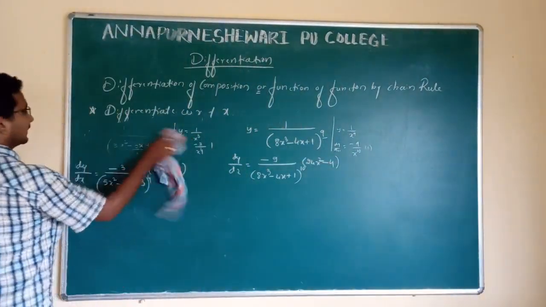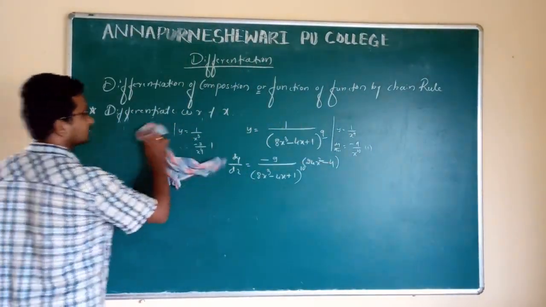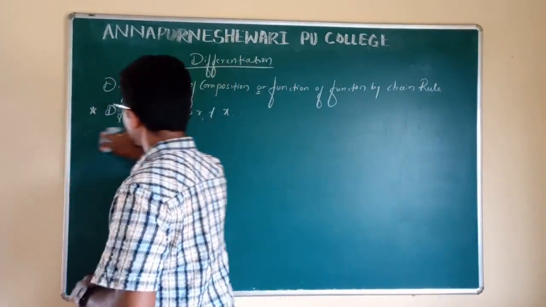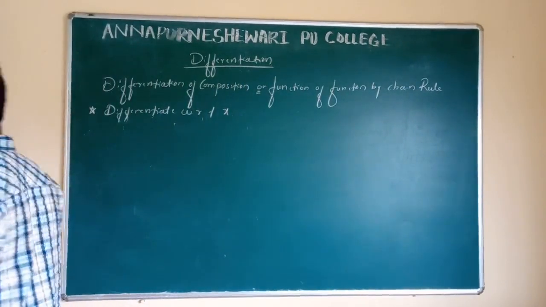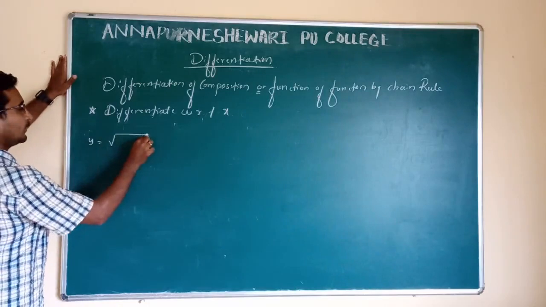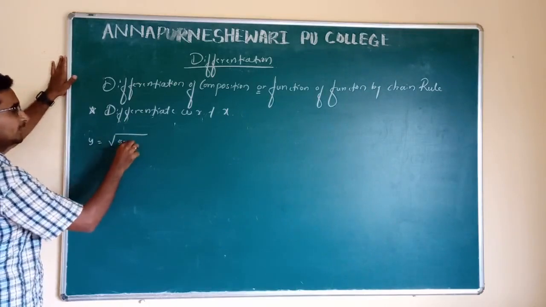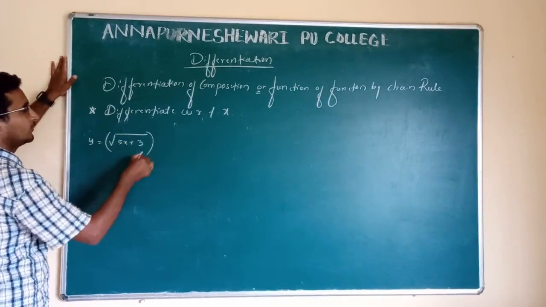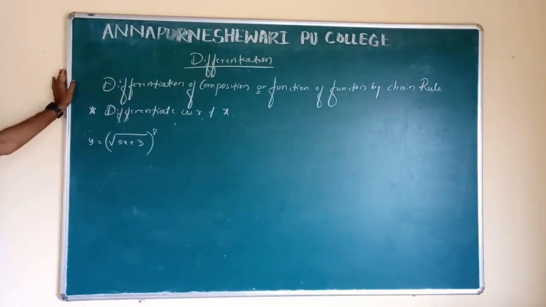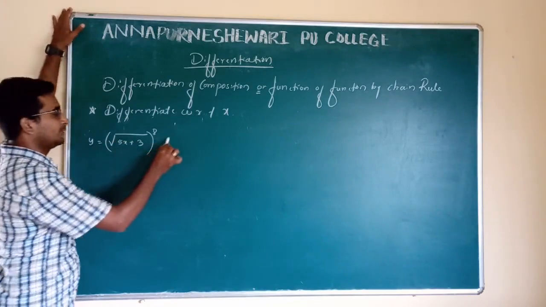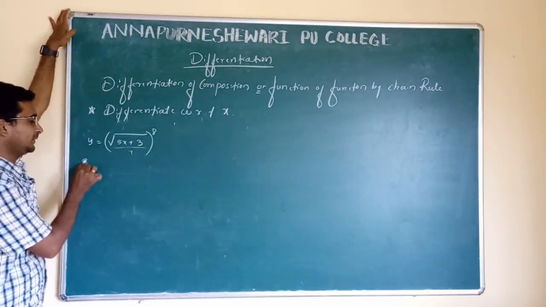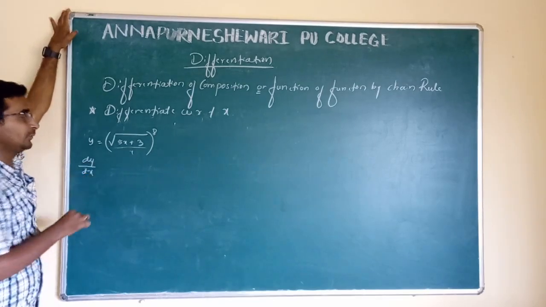The next one. If y equal to (root of 5x plus 3) whole raised to 8, then what you have to do? So I will take this root of 5x plus 3 as x. So x raised to 8, what is the differentiation? What I told you?